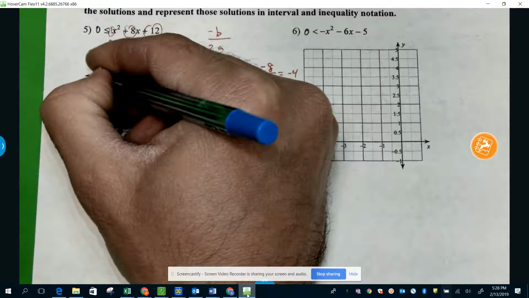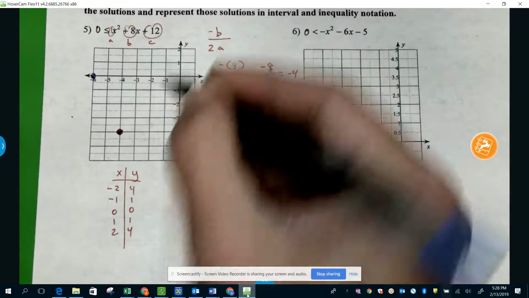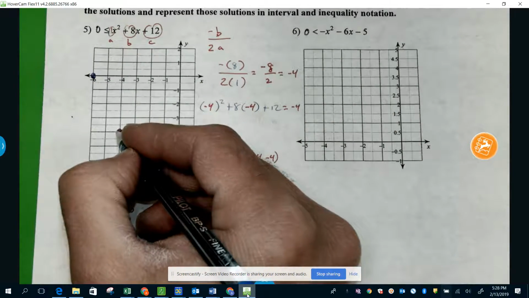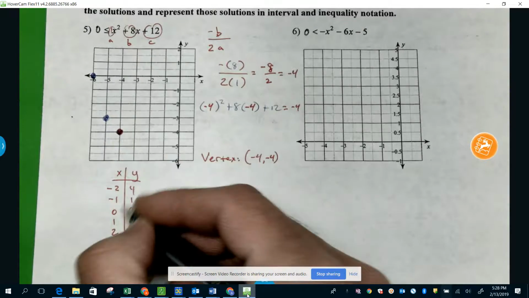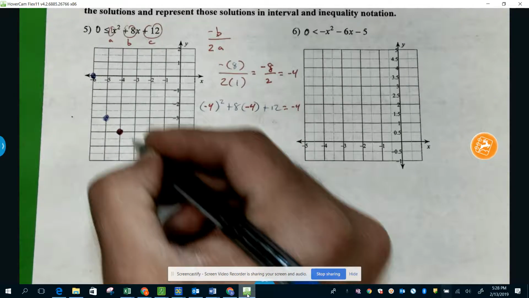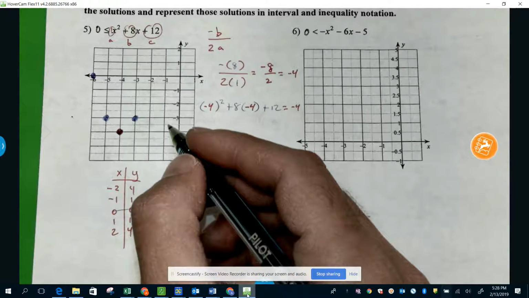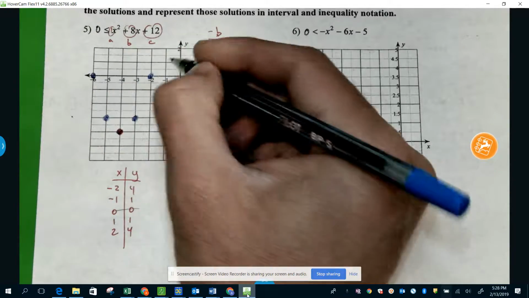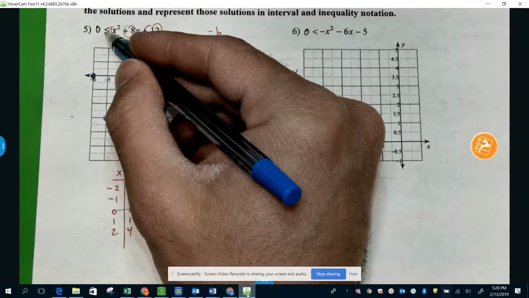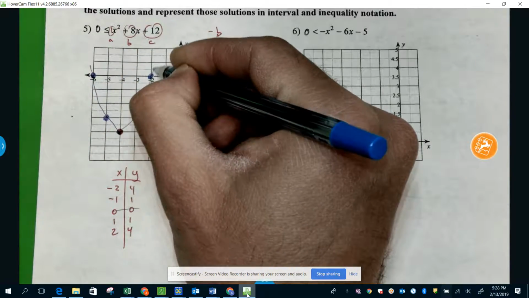And since this is equal to underneath it, all these coordinates are going to be solid filled in. So we've got left 1, up 1, filled in circle. Then we're going to go right 1, up 1. And then we're going to go right 2, up 4. And we're going to connect those. Since we have an equal to underlined, we're connecting those coordinates with a solid line.